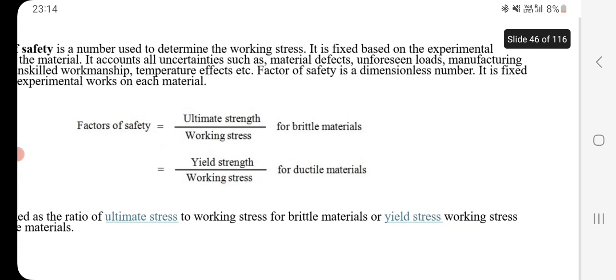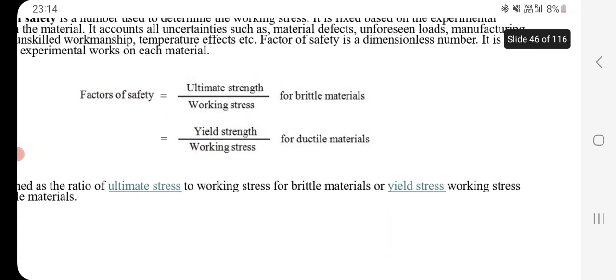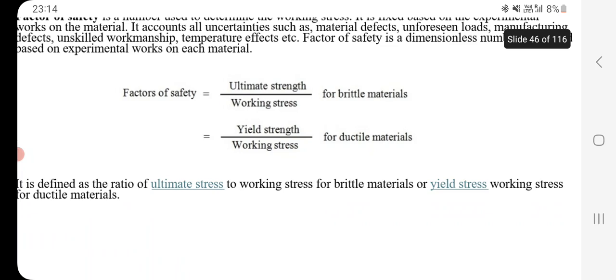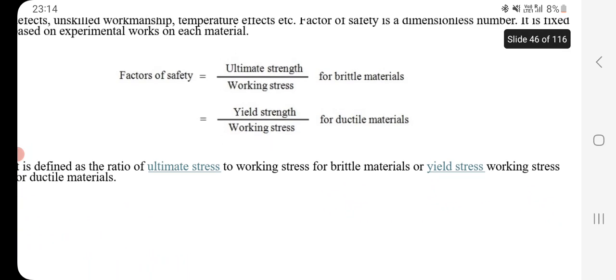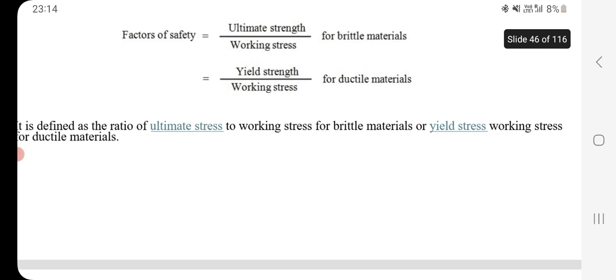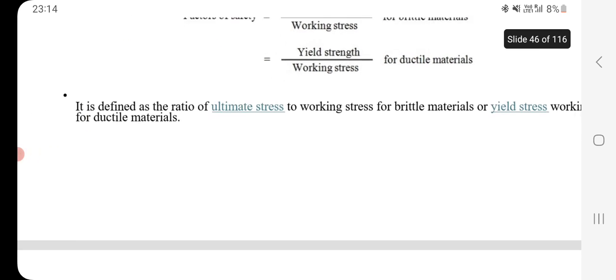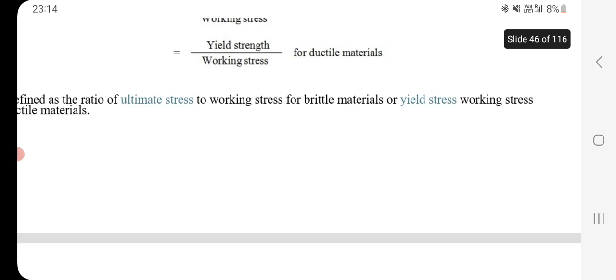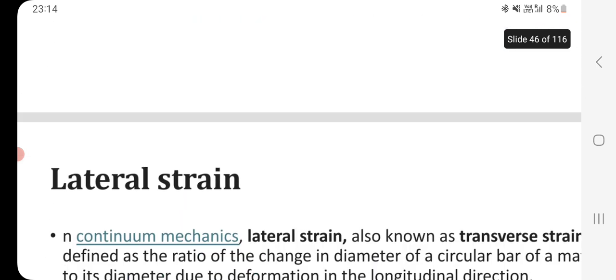Factor of safety equals ultimate strength by working stress for brittle material, and factor of safety equals yield strength by working stress for ductile material. It is defined as the ratio of ultimate stress to working stress for brittle material, or yield stress to working stress for ductile material.